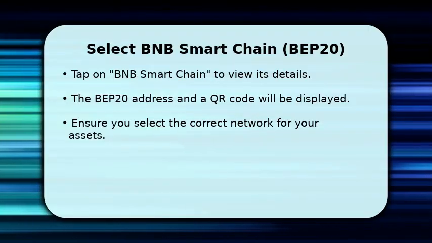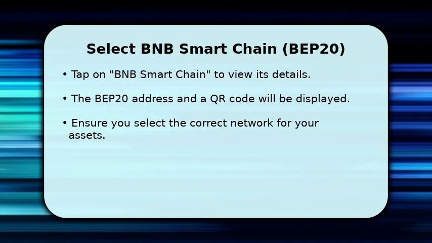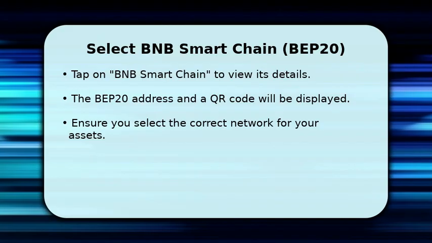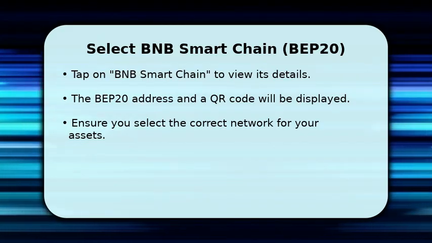This action will reveal your unique BEP20 receiving address, along with a QR code for easy scanning. It's vital to confirm you've chosen the BNB Smart Chain network, as sending tokens to the wrong network could result in loss. Double-checking this step saves a lot of potential trouble.